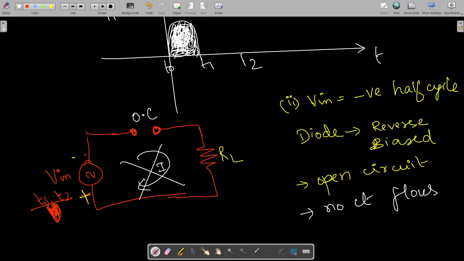When no current flows, what would happen? The voltage drop across this RL, which is measured as V out, is equal to 0. Understand that? V out is equal to 0 because no current is flowing.